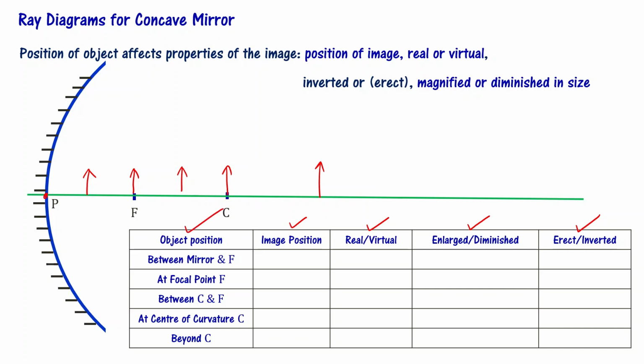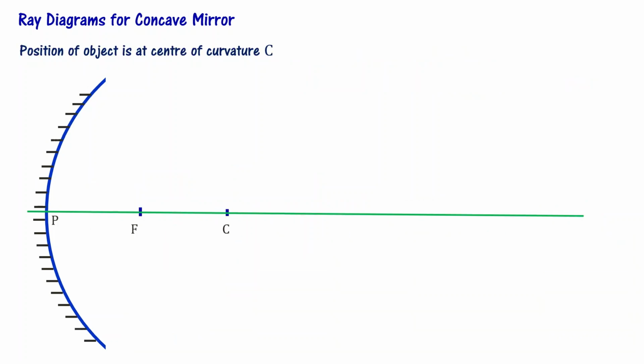Understood? Let us start with having an object at the center of curvature. That is, let's say you have an object exactly at the center of curvature of the mirror. Now, where is its image going to be, and what about its size? Is it going to be inverted or erect? All that we are going to learn.